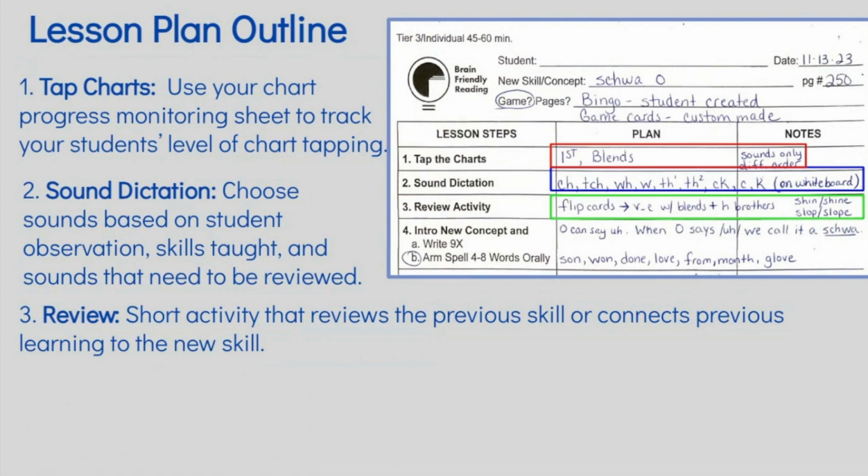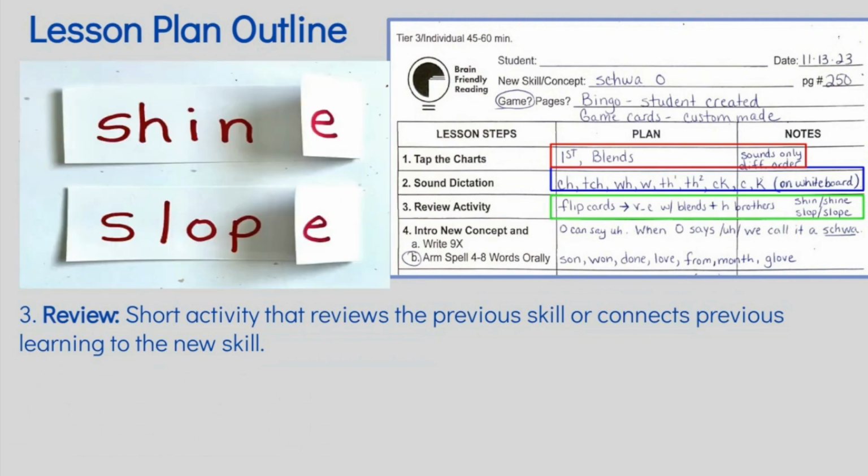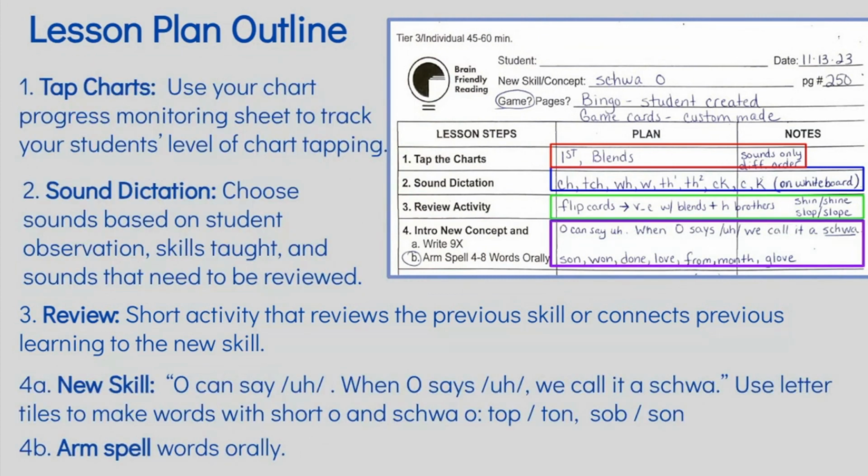Next is review. A review should be a short activity that reviews the previous skill or connects previous learning to the new skill. For the review in this plan, we're going to pull out our flip cards from the previous lesson and read closed syllable words and vowel consonant E words with blends and H brothers. The new skill introduces the concept of schwa. We can explain this to the students in simple terms. Sometimes O can say "uh." When O says "uh," we call it a schwa.